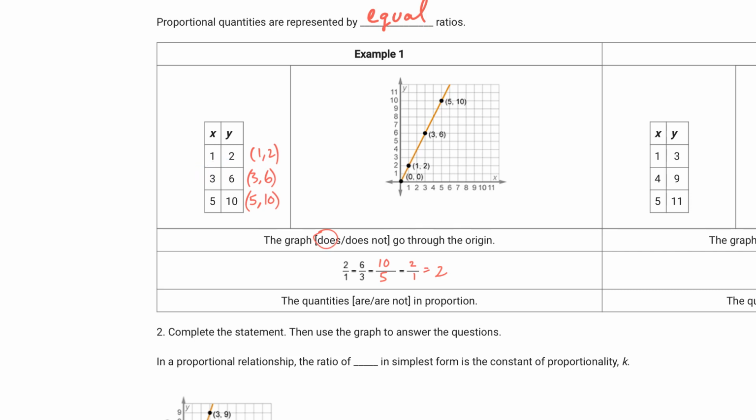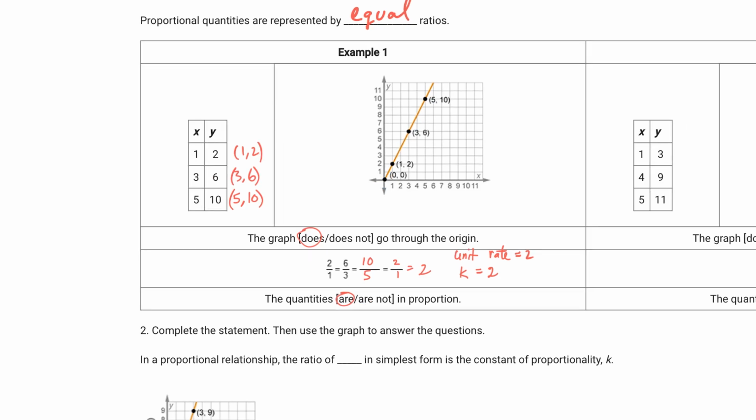If we're going to talk about unit rate, just a quick aside here, the unit rate is equal to 2, and the constant of proportionality, which we usually call k, is also 2. That means every y value is twice the size of every x value. That's why it's going up pretty steep. So the quantities are in proportion. It's a straight line and it goes through the origin. Those are the two things you need to know.